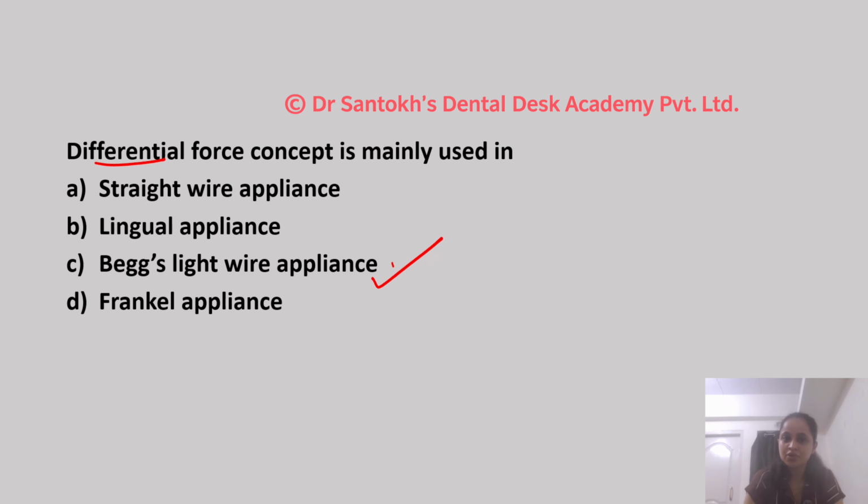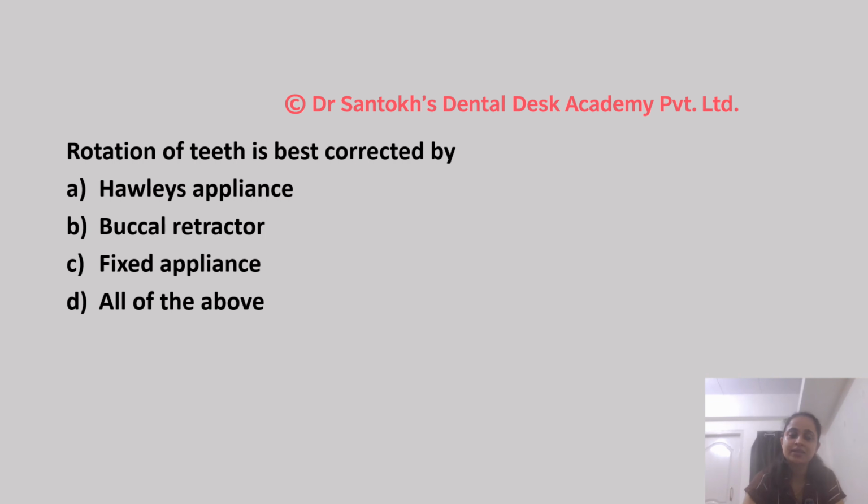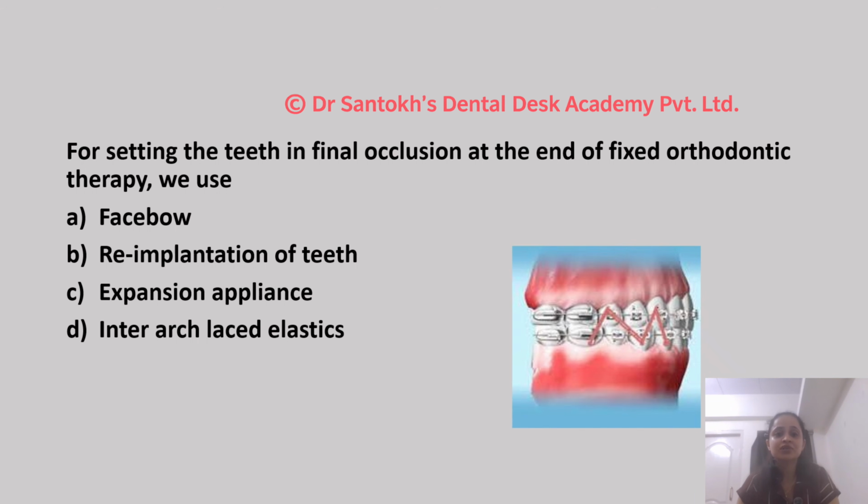Okay. Next, rotation of teeth is best corrected by. So, as you know, all the complex tooth movements are best corrected by your fixed appliance. Okay. For setting of the teeth in final occlusion at the end of your fixed orthodontic therapy, we use inter-arch elastics. So you can see these elastics can also be used for settling of the teeth. After the completion of your orthodontic treatment, you will use them for final occlusion or settling of the teeth properly.